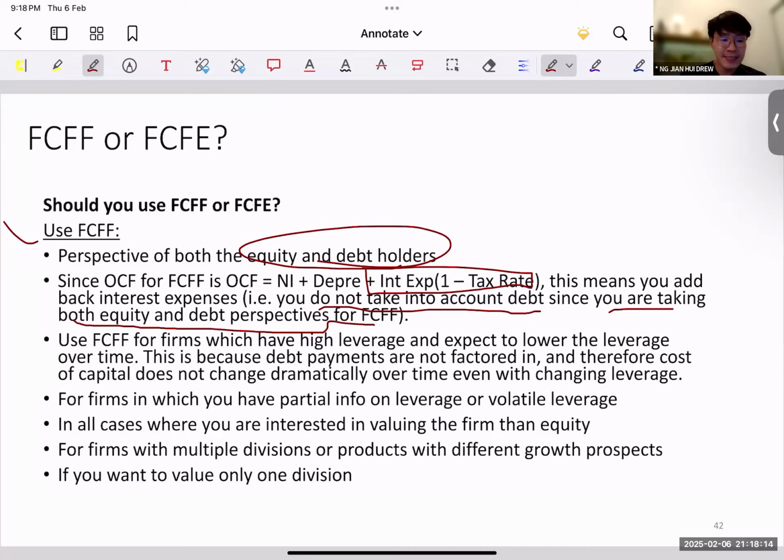Right? So we use the FCFF when we have high leverage and expect a low leverage over time. And this is because if there's a change in the leverage, this will not affect the cash flow from taking on leverage or deleveraging, because we are adding back the interest expense, right? So this is not being factored in. The interest expense cash flow is not factored in, and therefore the change in leverage does not really affect the firm, and so you can use the FCFF.